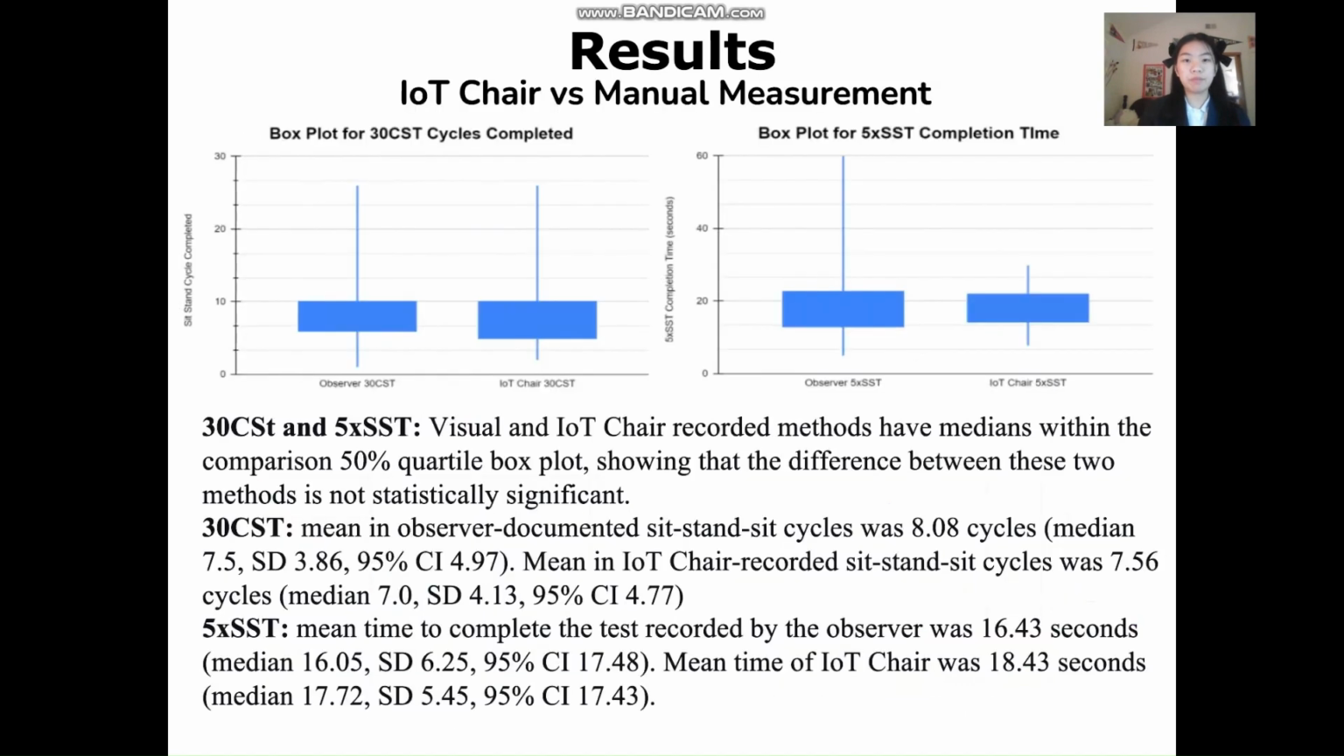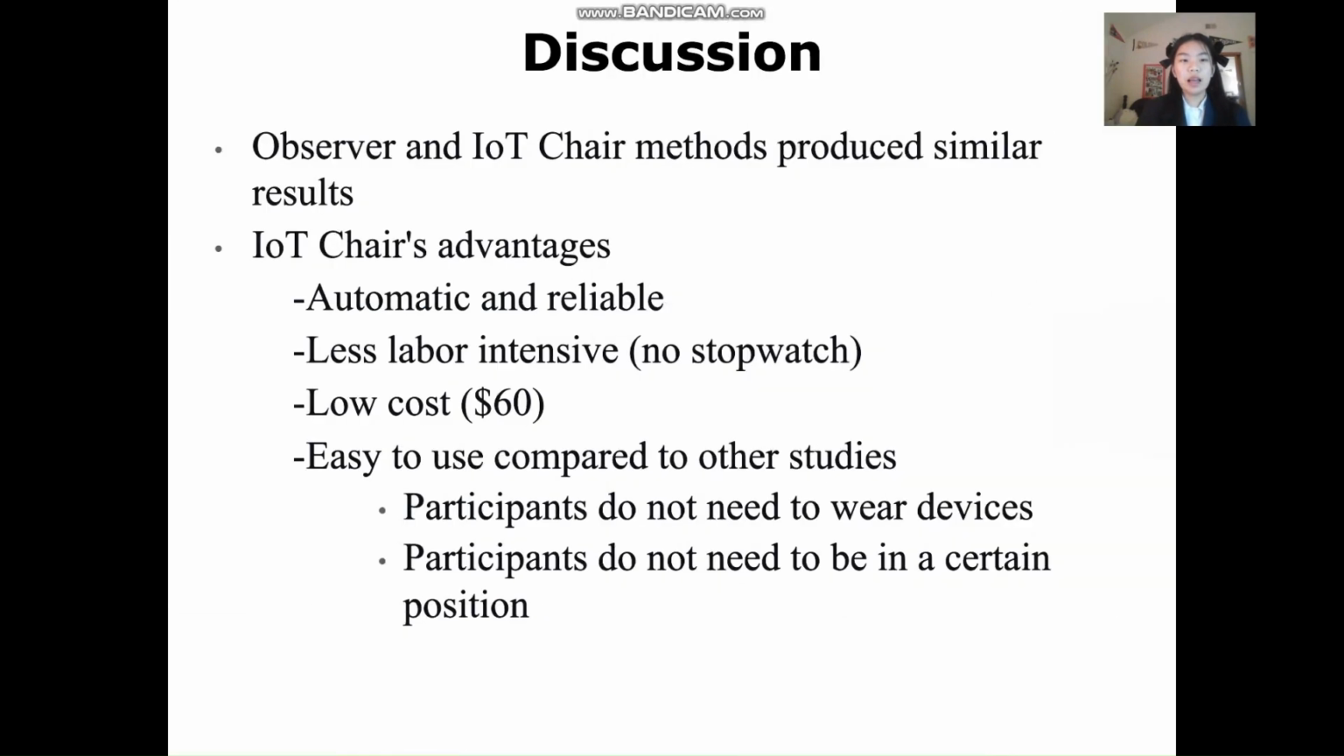This slide is an example showing that the IoT chair is just as accurate as a traditional observer method. This box plot shows that the 50% quartile range is overlapping the other quartile range, therefore they're not statistically different, meaning that the IoT chair is just as accurate as a traditional observer. This is the same for the 5-time test. The observer and the IoT method produce similar results. However, the IoT chair has more advantages.